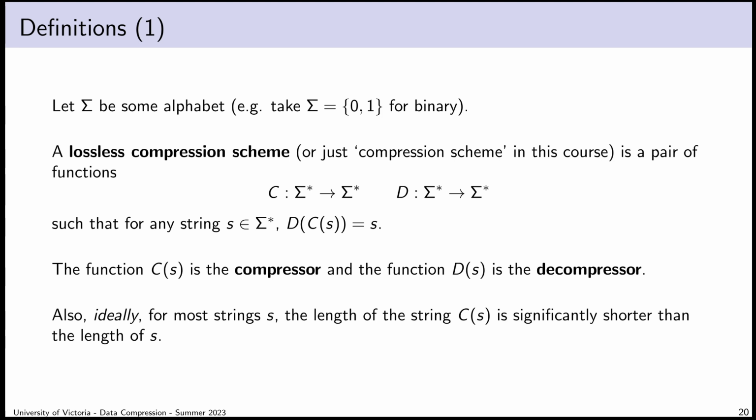So a lossless compression scheme, and remember in this course, if I just say compression scheme, I mean lossless, is a pair of functions, C and D. Both functions take a sequence of bits and produce a sequence of bits of some length. Obviously, we don't assume that the sequence that goes in has the same length as the sequence that comes out, because that would defeat the purpose. And ultimately, to be a compression scheme, the only actual invariant that we require is this property: if I compress a piece of data S and then I decompress it, I should get S back.